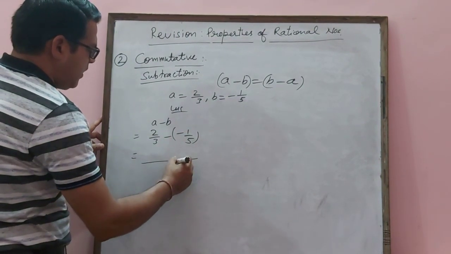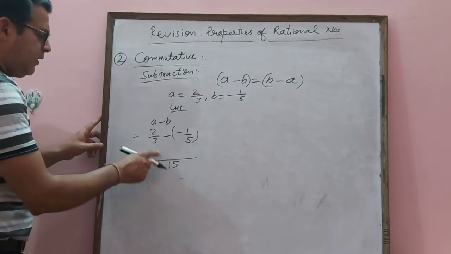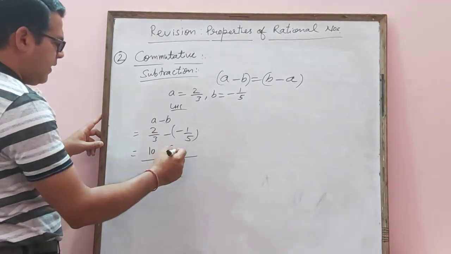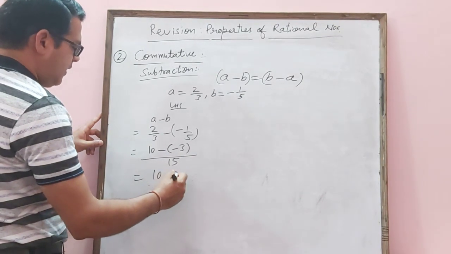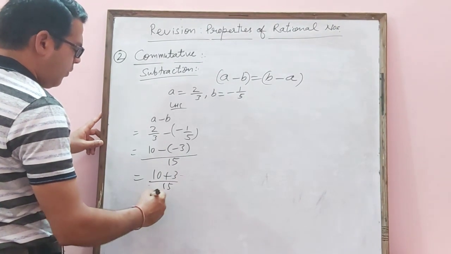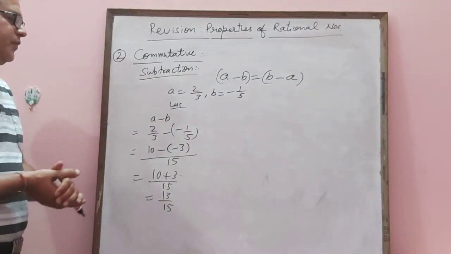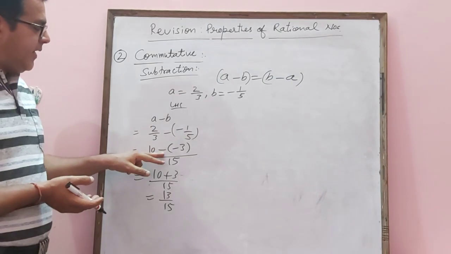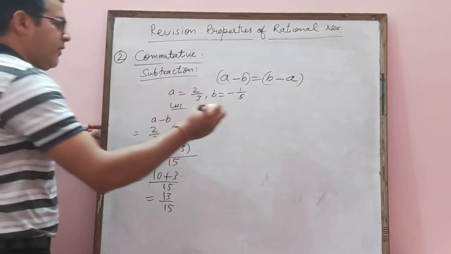LCM is 15. 5 3s are 15, 3 5s are 15, 5 2s are 10. Then minus, and 5 3s are 15, 3 minus 1s are 3. So minus 3 we can write here. So 10 plus 3, the bracket you can open here. So 13 upon 15 we are getting. 13 upon 15 in plus. This minus becomes plus. You all know this very well.